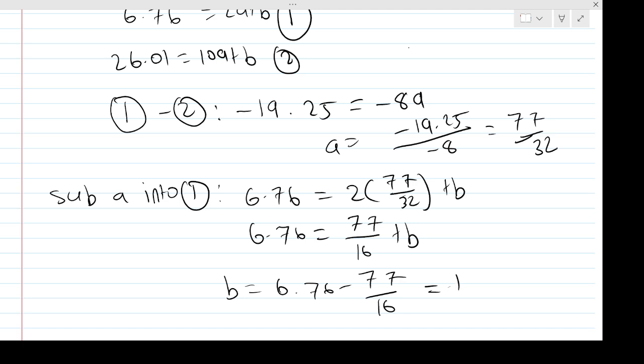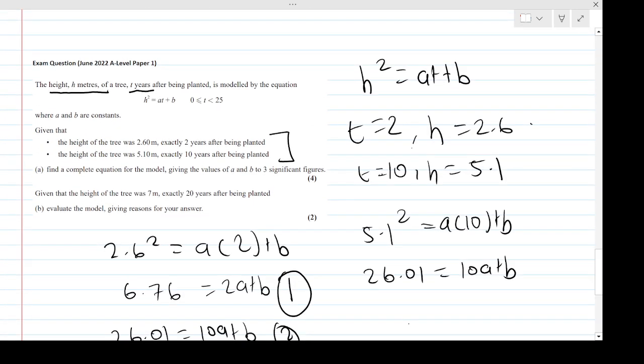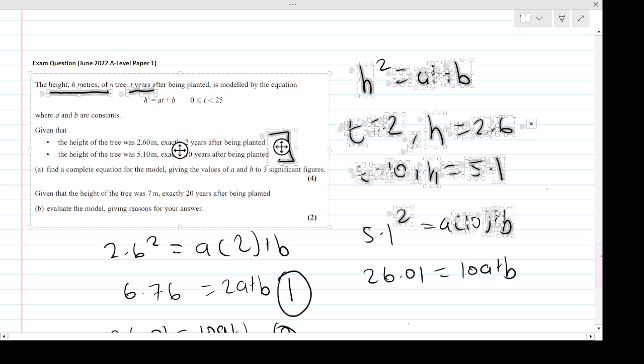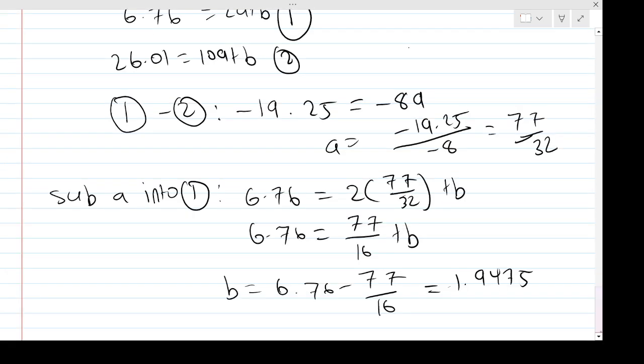this number here, 1.9475. Okay, so that's the value of b. But then it says to give the two values to three significant figures, so not as a fraction; it wants us to round it instead. To three significant figures of 1.94, that's the third significant figure. Then the seven tells me I need to round up to a 5, so 1.95 meters to three sig figs.